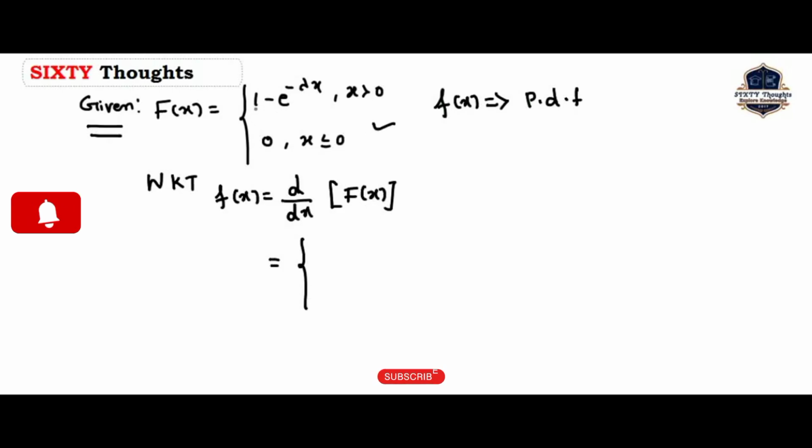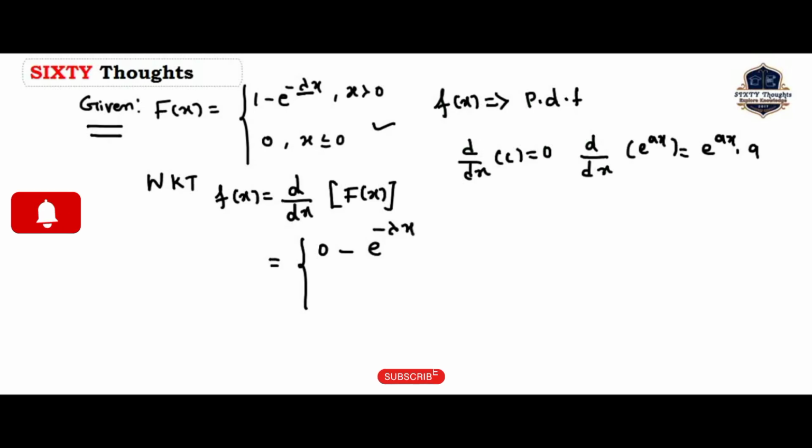Coming to the first interval, what is the differentiation of a constant? That is 0. So we know d by dx of c is equal to 0. What is the differentiation of e power ax? That is nothing but e power ax into a. So coming to the given function, the differentiation of the constant is 0, so 0 minus. What is the differentiation of e power ax? The coefficient of x is called a. So the exponent is minus lambda x, so we can write e power minus lambda x into a. The a value is minus lambda. So that is equal to minus minus plus, we get lambda e power minus lambda x.